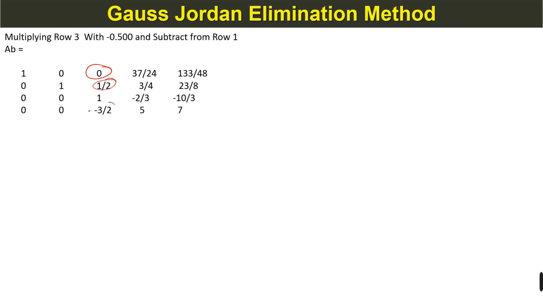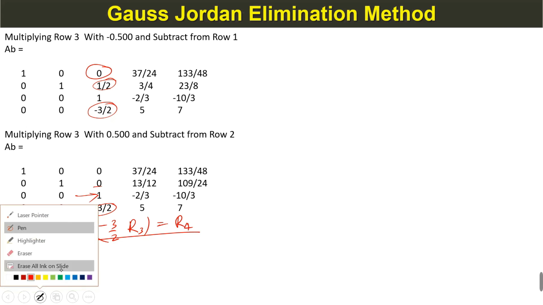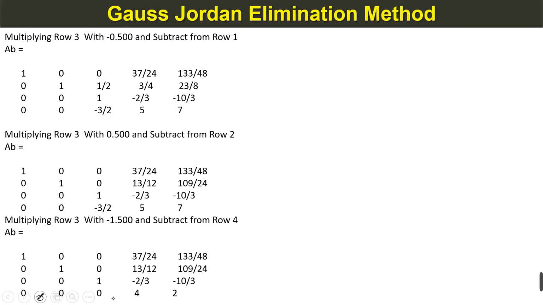Now we eliminate this one and this one. So this is 0, and now we multiply R3 with minus 3.2 and subtract from R4. This will be R4. Now this is also eliminated.